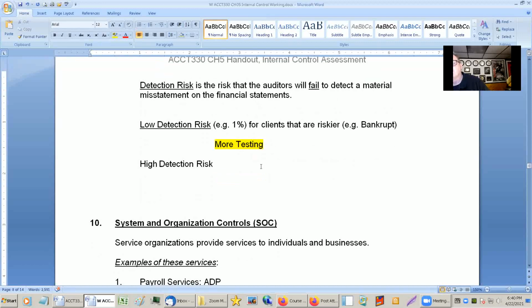So low detection risk means you do more testing. Why? Because they're riskier. If they have a better reason to cook the books, you say, okay, I've got to do more testing. There's more of an incentive for a company that's going bankrupt to cook the books than a company that's doing very well. High detection risk is for companies that are safer.